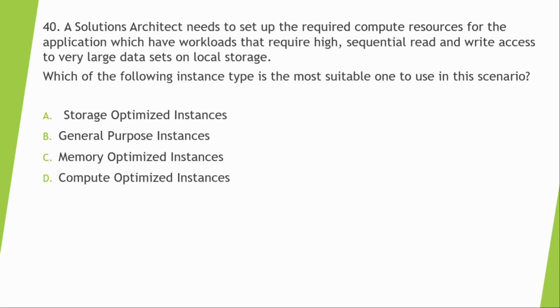Then compute optimized is incorrect because it is ideal for compute bound applications that benefit from high performance processors, such as batch processing. That time you should go for compute optimized: batch processing workloads or media transcoding. Then general purpose instance is the basic type of instance. Now here they need high sequential read and write access, large data sets.